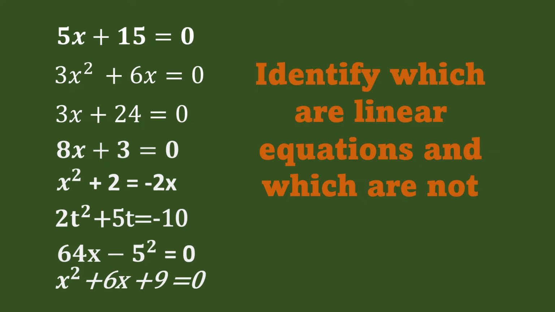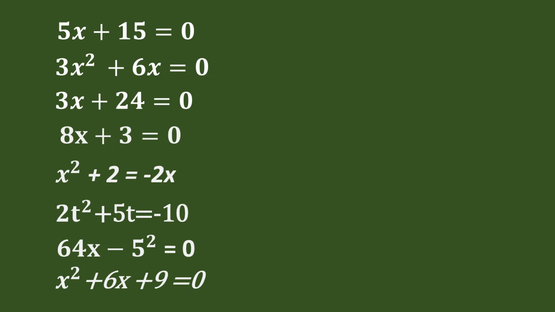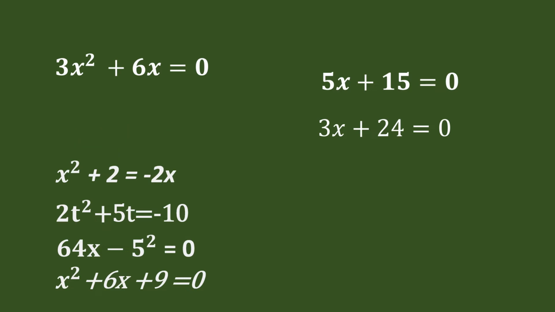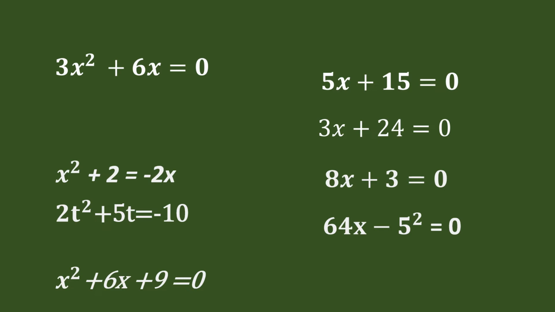Let us identify which are linear equations and which are not. Let us look at the equations on the left side. We will try to separate them. The first, we have 5x plus 15 equal to 0, 3x plus 24 equal to 0, 8x plus 3 equal to 0, and 64x minus 5 squared is equal to 0. What do we call these equations? These are called linear equations.